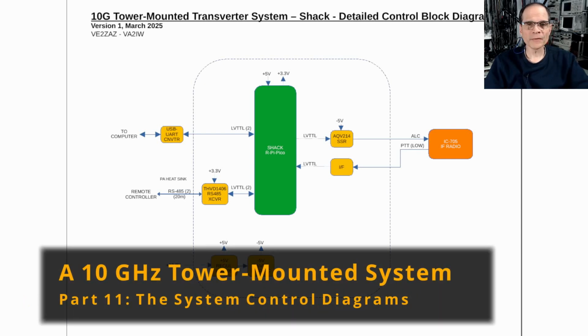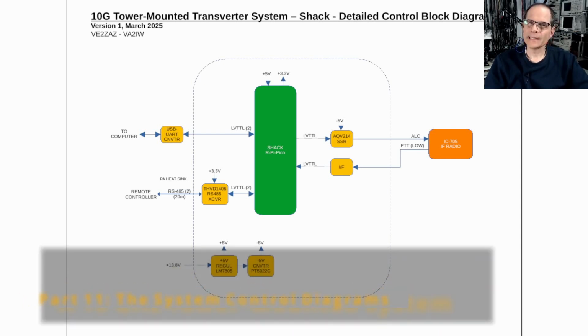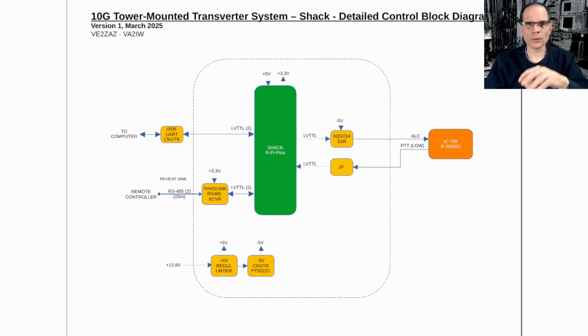Greetings! In the previous video, I showed you the RF flow, so radio frequency signals flowing into the transverters from the shack up to the tower, through the transverter system, out and then back into receive and then down to the shack. And I also showed you as a teaser a high-level control diagram of the entire system. Now today, we're going to dig into the details of controlling this system.